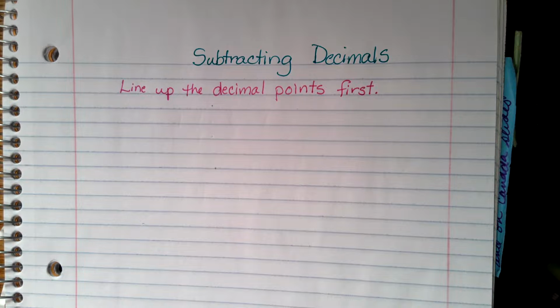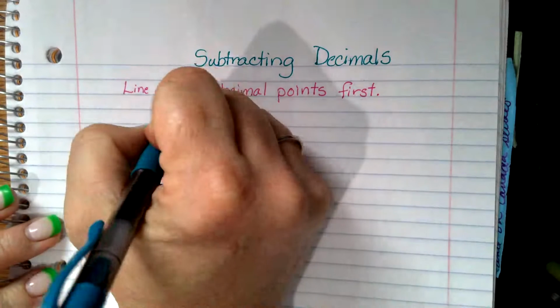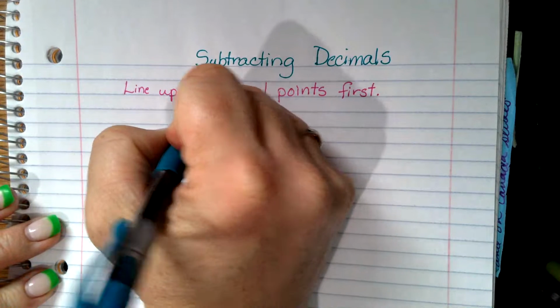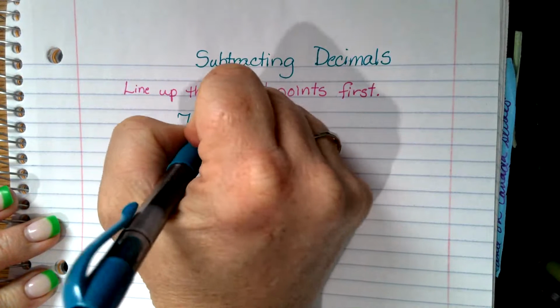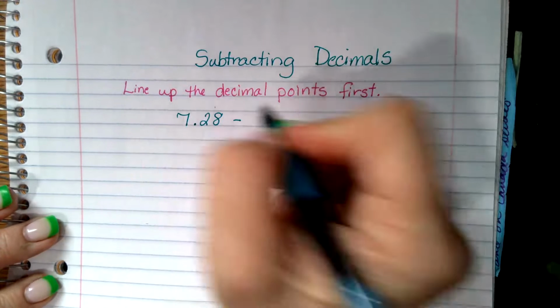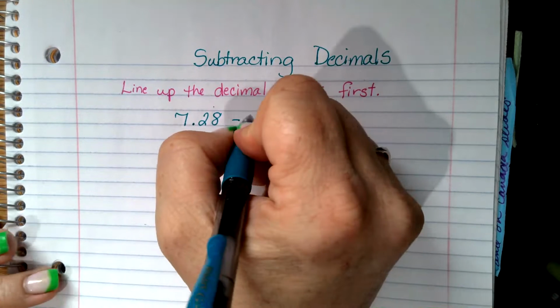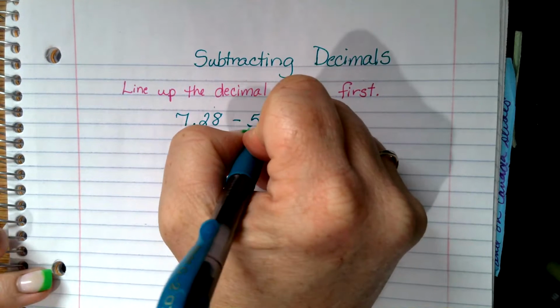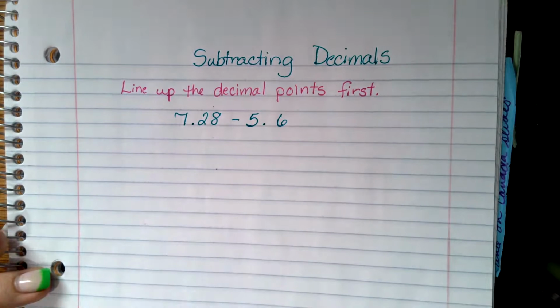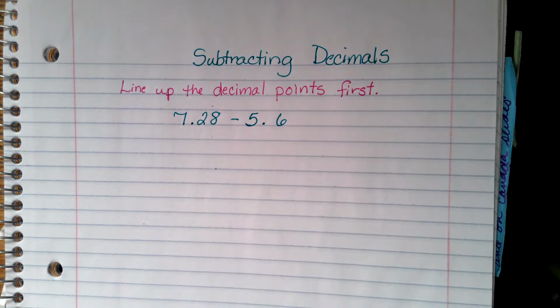So let's say we have 7 and 28 hundredths minus 5 and 6 hundredths.